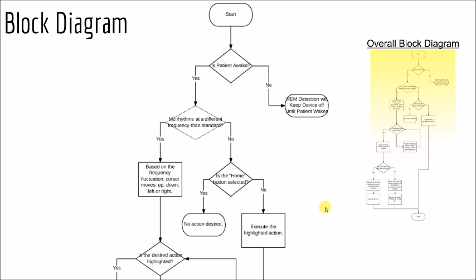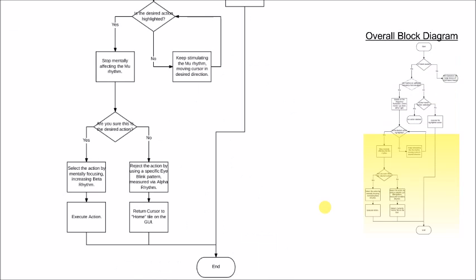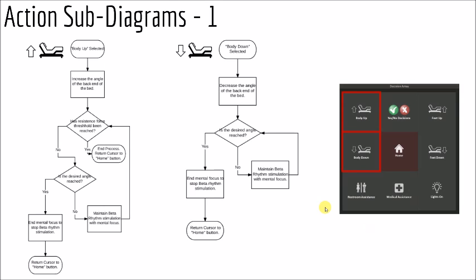On screen is the main block diagram for the system. If the patient is not awake, the device will stay disabled and not allow for further action. If the patient is awake and imagining motor movement, the cursor will move in the desired direction. If this is the desired action, an increase in mental focus will select the action. If it is not, the imagining of the motor movement can be continued to move the cursor further. If the patient decides that no action is desired, the eye blink pattern will reset the cursor to the home tile. Next, we have the action subdiagrams.